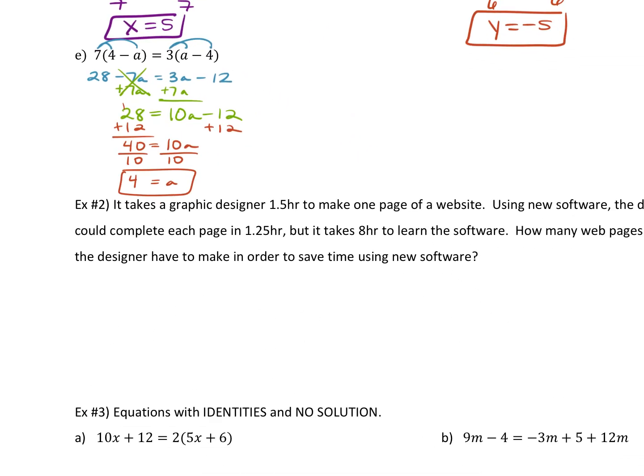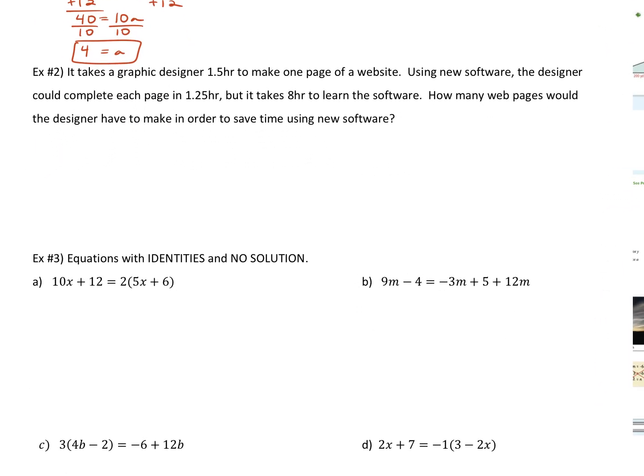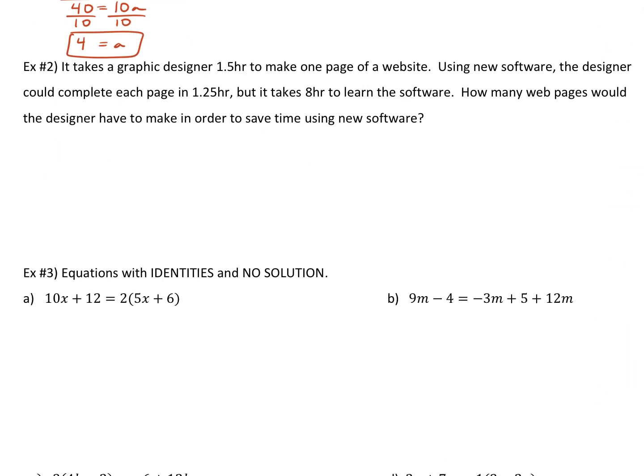All right, a word problem, because we love word problems. This one says it takes a graphic designer 1.5 hours to make 1 page of a website. Using new software, the designer could complete each page in 1.25 hours, but it takes 8 hours to learn the software. How many web pages would the designer have to make in order to save time using the new software?